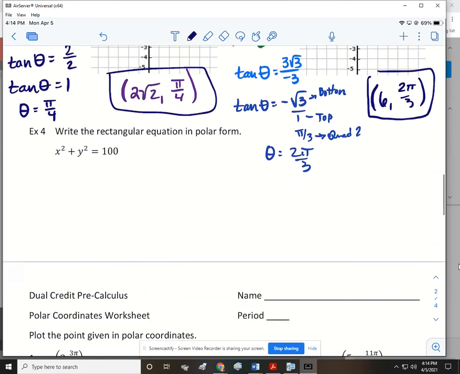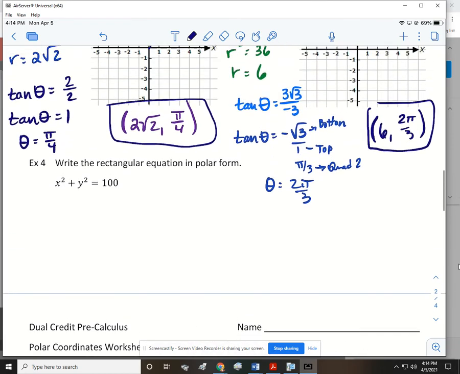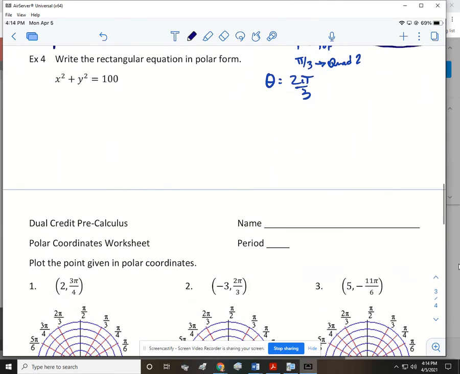All right, and then this last one, for example 4, this is a little different. We have the rectangular equation x squared plus y squared equals 100, and we're going to write it in polar form. Now, we are getting ready to do a bunch of review, but this is the equation of a circle, where the center is at 0, 0, and the radius is 10. So that might help you kind of get going.